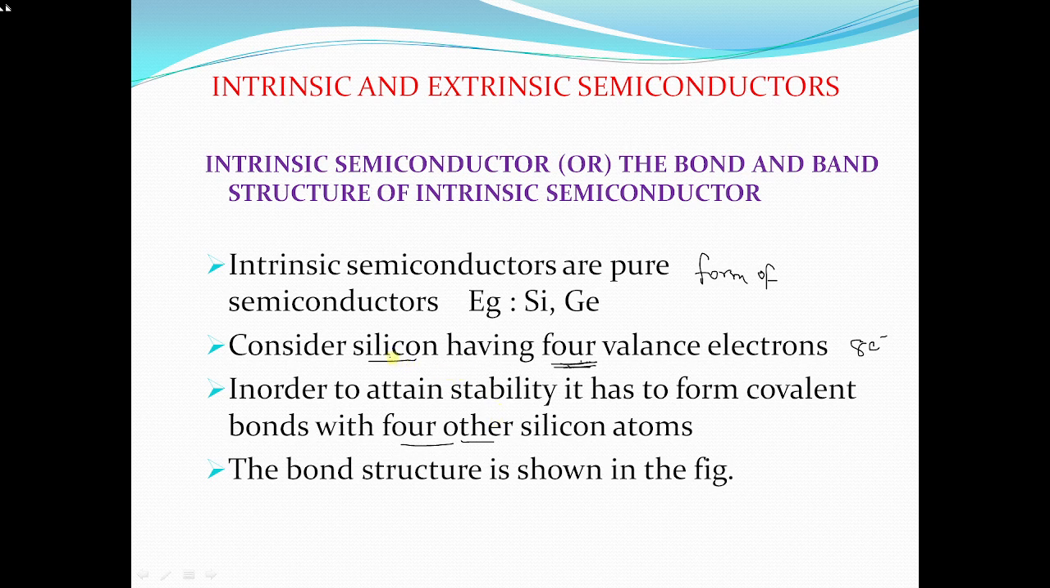So one silicon has 4 valence electrons, and another silicon has 4 valence electrons. If they go for sharing, if silicon and silicon share electrons, they attain a stable configuration. So which bond is formed? Covalent bond. One silicon atom forms a covalent bond with other silicon atoms. This we call the bond structure.